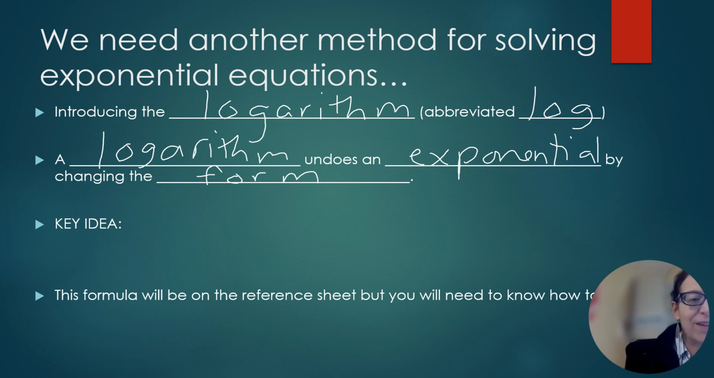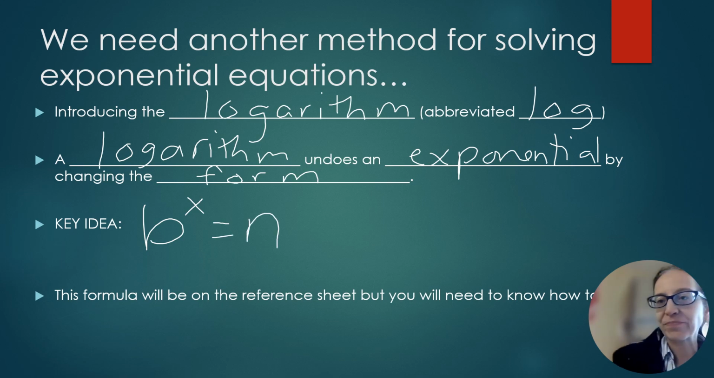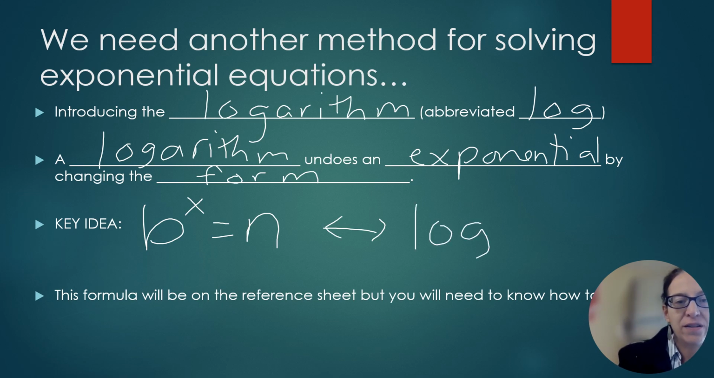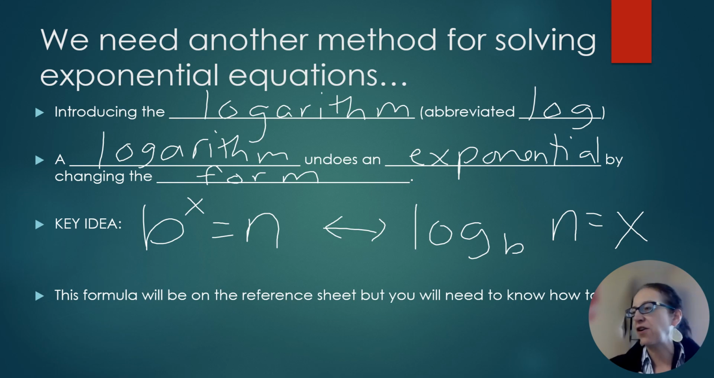So here's what we've got. We have b to the x is equal to n. That's the exponential form. And then we will write this as log base b of n is equal to x. Now, I don't have a copy of the notes in front of me because at the time I'm recording this, it's actually in the copy room. So hopefully we'll have that by the time we do this in class.